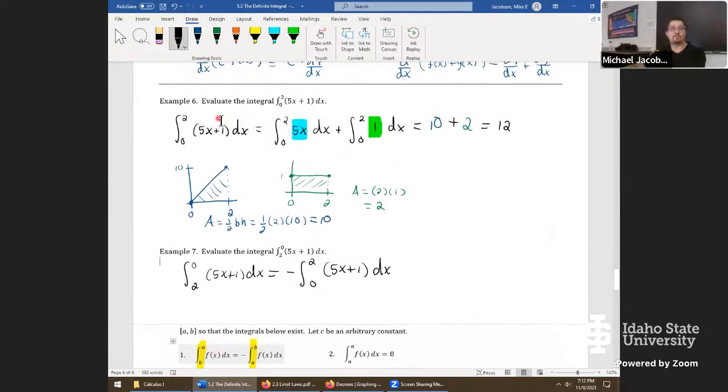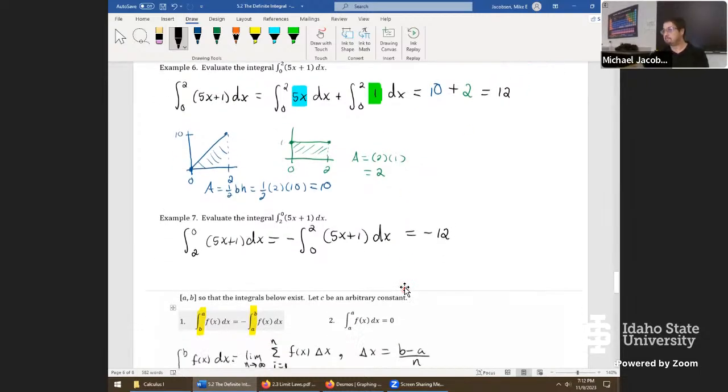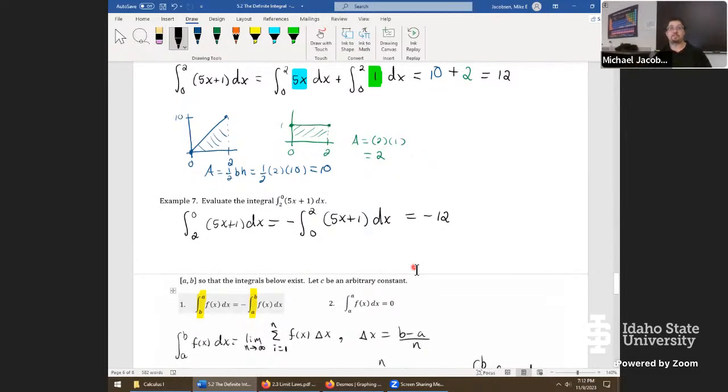And the fact that we used it means our problem is easier to do. We've already integrated 5x plus 1. It came out to a 12. So this thing now just turns into negative 12 altogether. Any questions with that one there, folks?